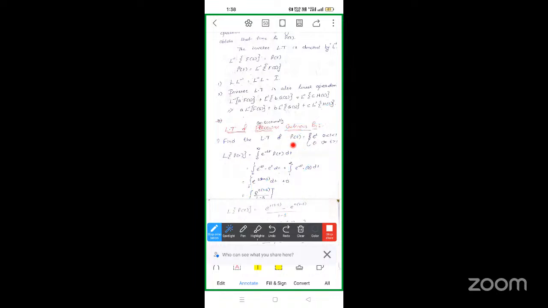So we can take the Laplace transform on both sides. L of f of t is equal to the integral from 0 to infinity of e to the power minus st times f of t dt. This is the basic formula for the Laplace transform, the starting formula.